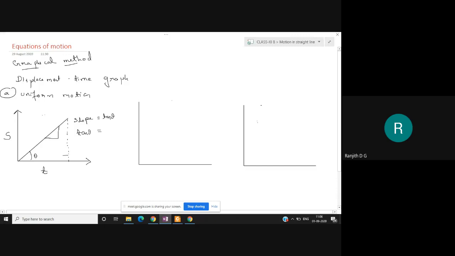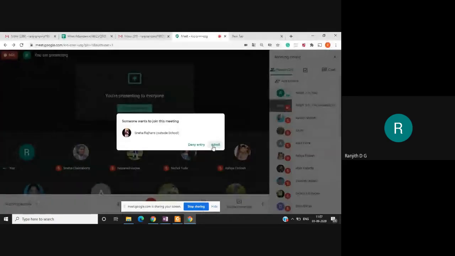This is the right angle triangle. Opposite is displacement and adjacent is time. Displacement by time is what? Velocity. So that means the slope of this graph is velocity. Did you get it? The slope of the displacement versus time graph is not the acceleration, it's the velocity. And now we can go for other things.